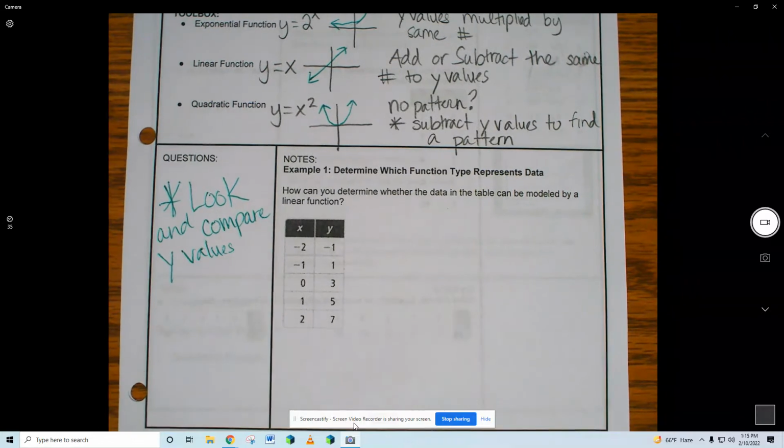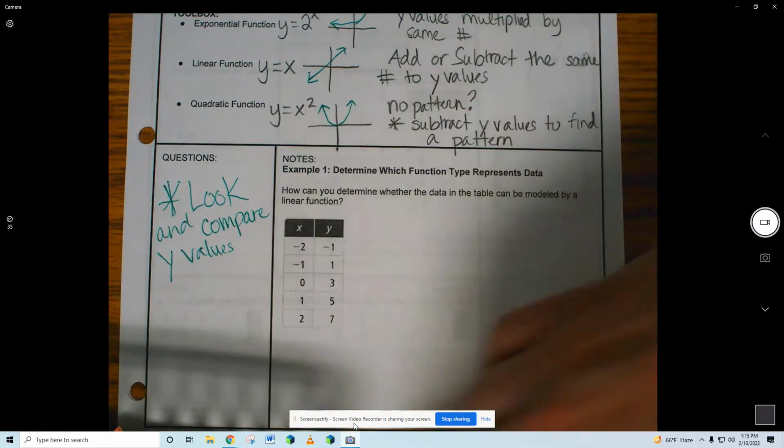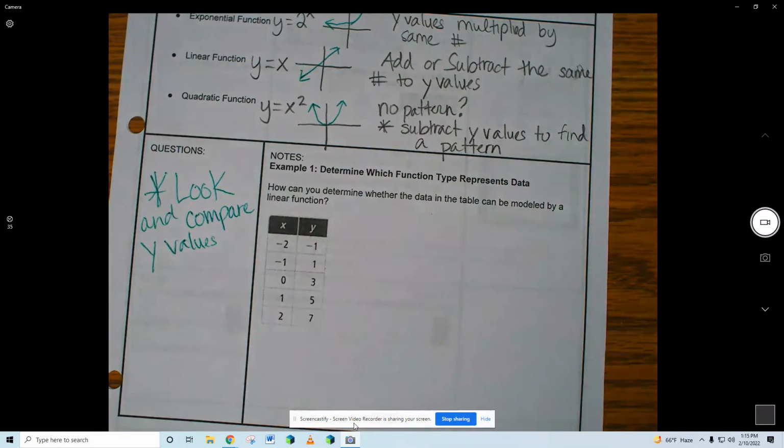So I don't have a picture of it, but please realize that I am going to draw a little sketch of these ordered pairs just to make sure that it looks like something. So -1, 1, 3, 5, 7. How are these y values? I could care less about the x values. You know what? Don't even look at them. The y values. How is that changing? What's happening here? Y values. What's happening? I'm adding by 2.